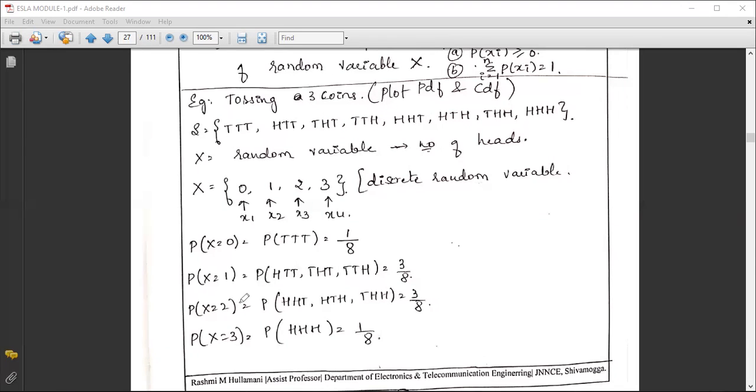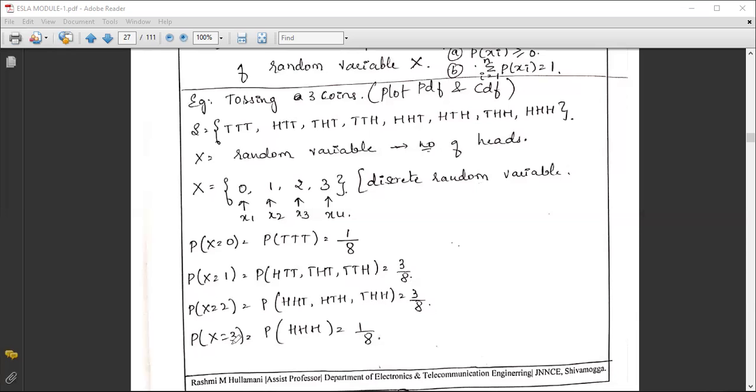Next, the probability of x equal to 2, where the random variable x is the number of heads. In this outcome the number of heads is 2, and in this one also, and here also the number of heads is 2. Two coins are facing heads. Here also there are 3 outcomes having 2 heads. So the probability of HHT, HTH, THH is also 3 by 8.